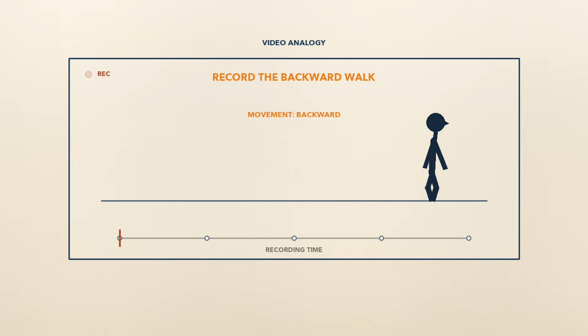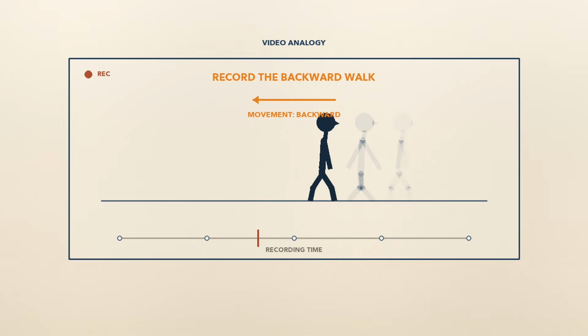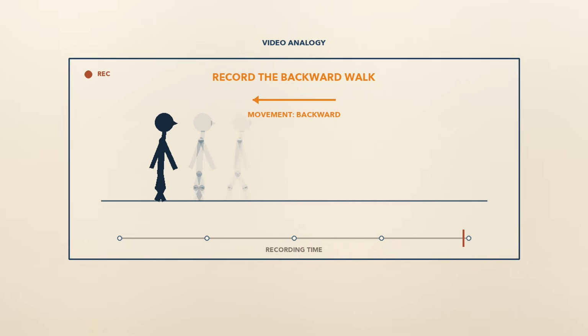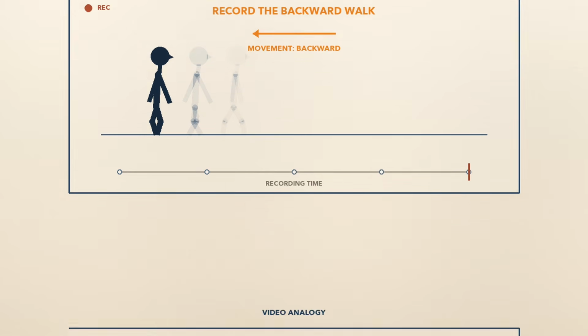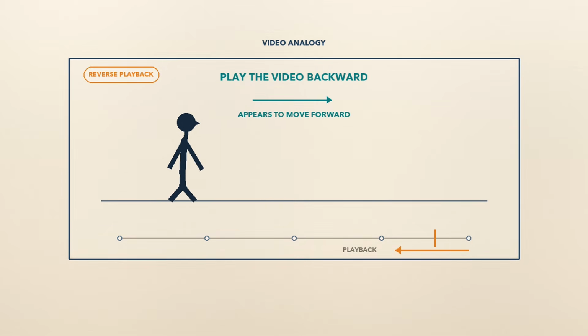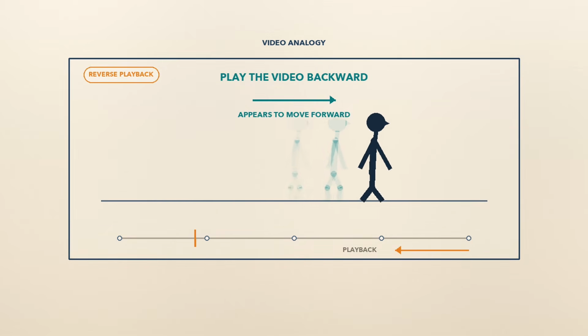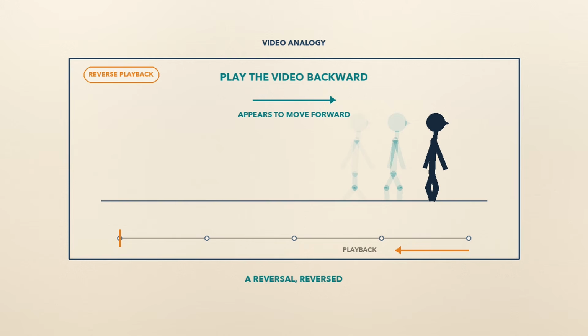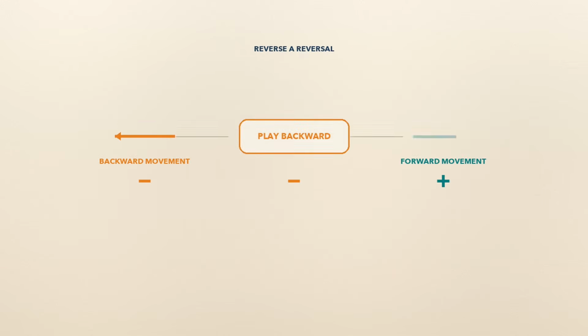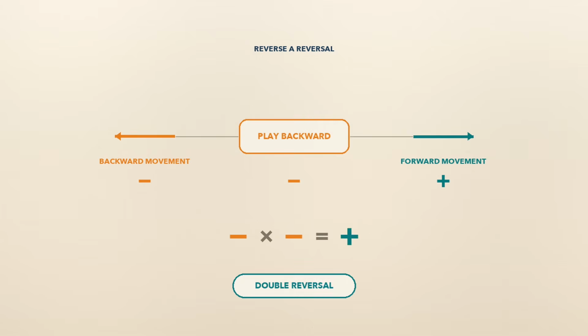Imagine recording a video of someone walking backward. Walking backward represents one reversal. Now play that video backward. You have reversed a reversal, and the person appears to walk forward. Backward movement, played backward, becomes forward movement. Negative times negative becomes positive.